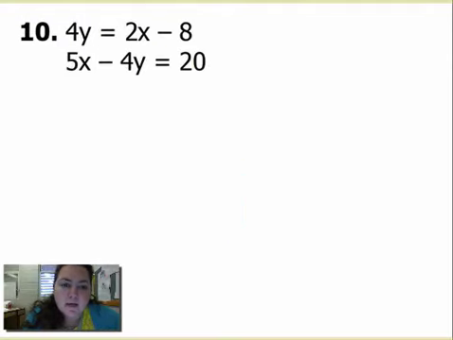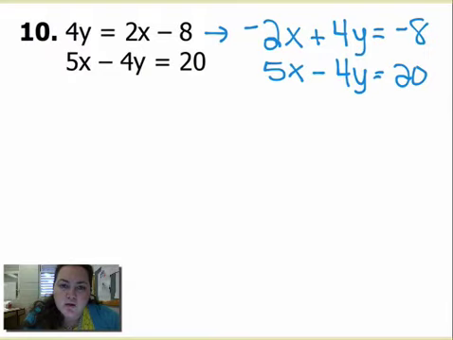Right, on number 10, these ones are not in the right order. If you look, the y and the x are out of order, and the equal sign. So I'm going to move the x up to the front because I want x, then y, then the equal sign. So I'm going to subtract 2x on that first equation. So I get negative 2x plus 4y equals negative 8. The second equation is fine.